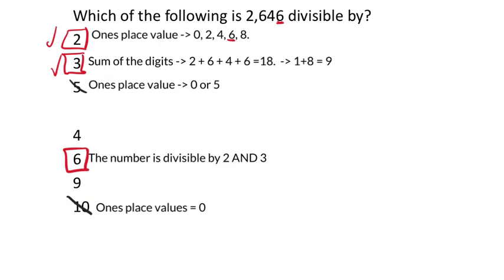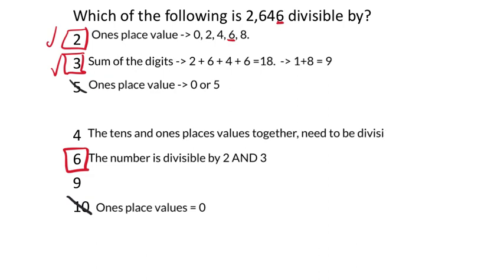Okay, well, is it divisible by 4? So on the last slide, we said that the last 2 digits, which is the tens and ones place value together, need to be divisible by 4. So in other words, it needs to be a multiple of 4. Well, the last 2 digits there are 4 and 6. That would be 46. And 46 is not a multiple of 4. We know 4 times 10 would be 40. 4 times 11 is 44. 4 times 12 is 48. So it is not divisible by 4.